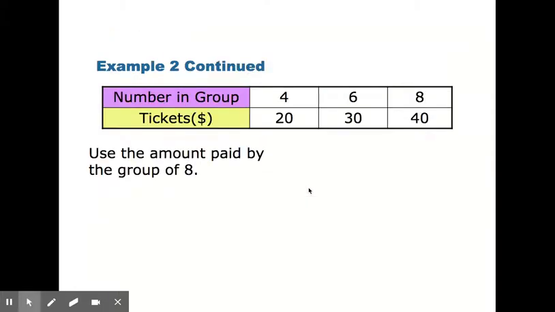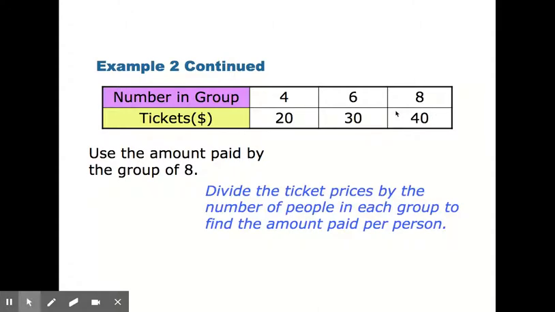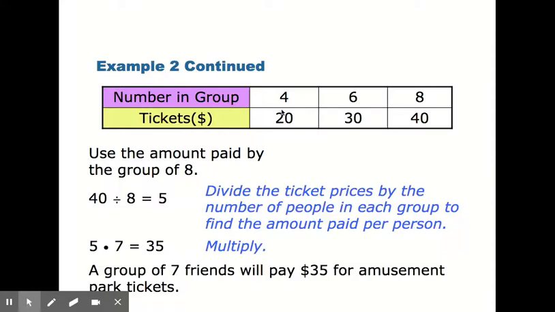So if we look at it, in this case, we'll try it with the group of 8. We divide the ticket price by the number of people in each group to find the amount paid per person. So we would do 40 divided by 8, which is 5. So we know the connection between the number in the group and the ticket price is times 5, or in that case, the unit rate is 5. So then apply it to the number of people, which is 7, and we find a group of 7 friends will pay $35 for amusement park tickets.